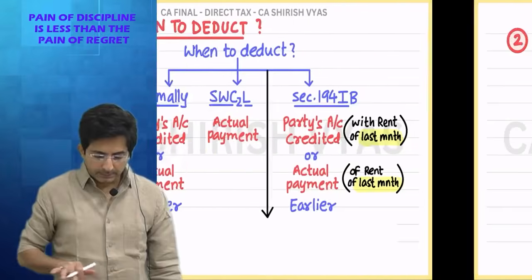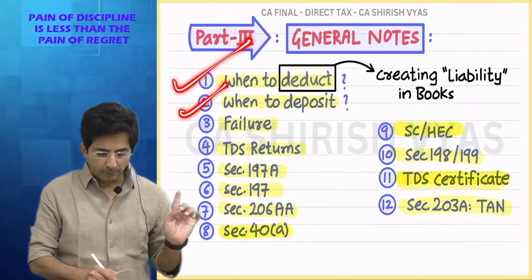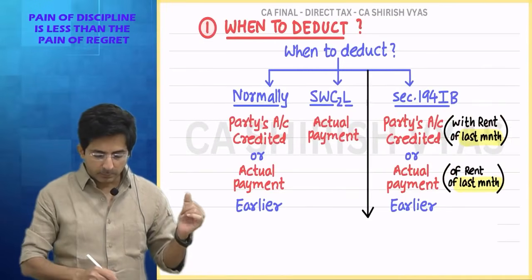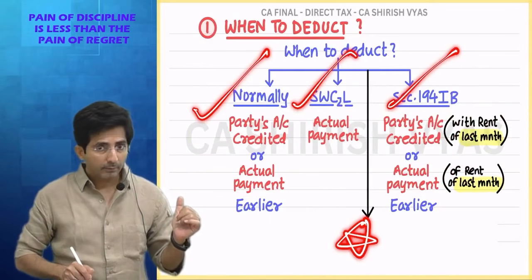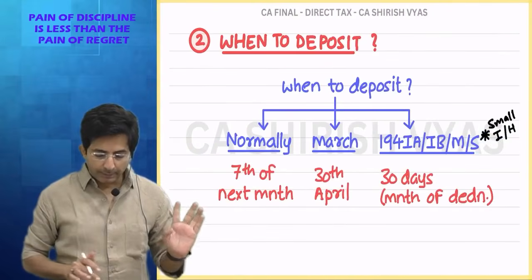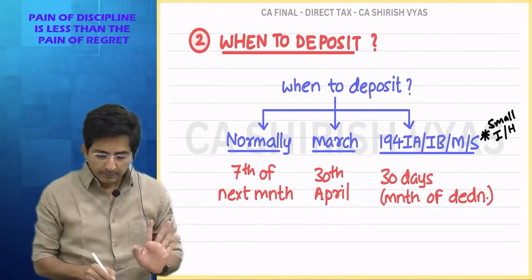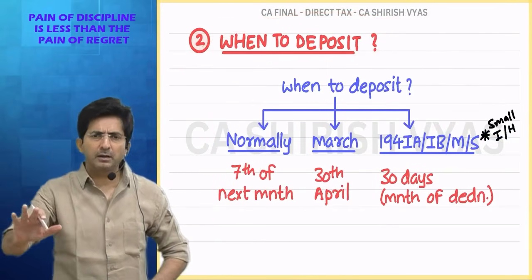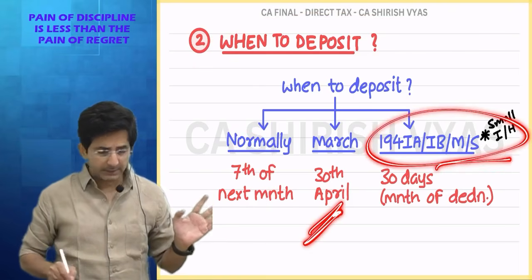See, what is the status? See, don't lose the link. I am teaching when to deduct and when to deposit. It's still not over. In when to deduct, I had explained this, this and this. One thing is still remaining. Okay, can you see this arrow hanging here? This is remaining. And when to deposit, I have explained, totally explained. Nothing is pending in when to deposit. Depositing rule is crystal clear now. It's always 7th of next month, exception March and these 4 sections. Okay.